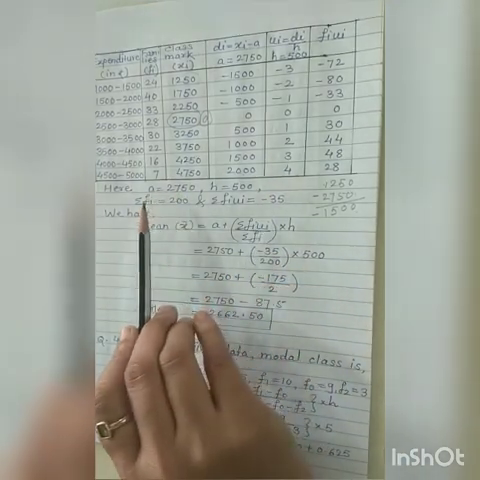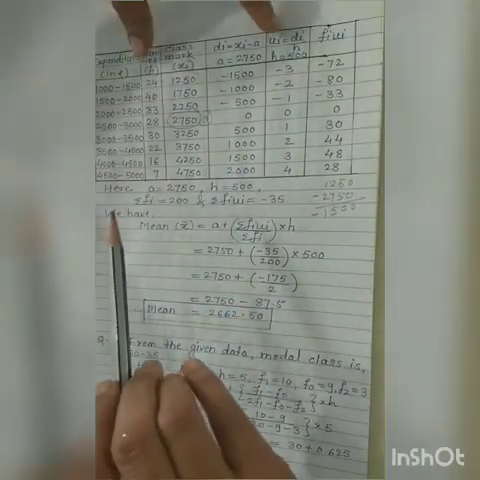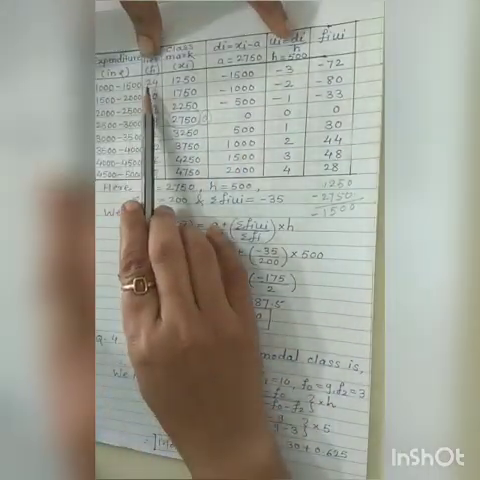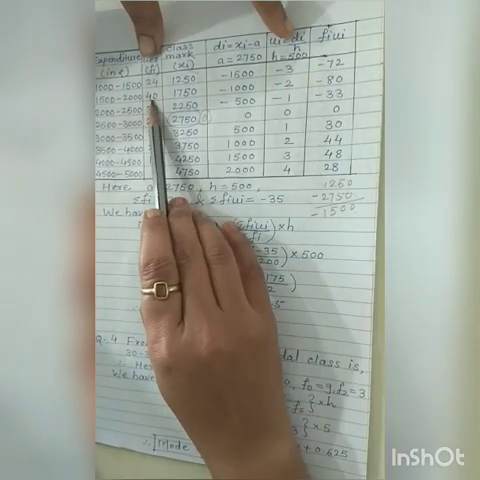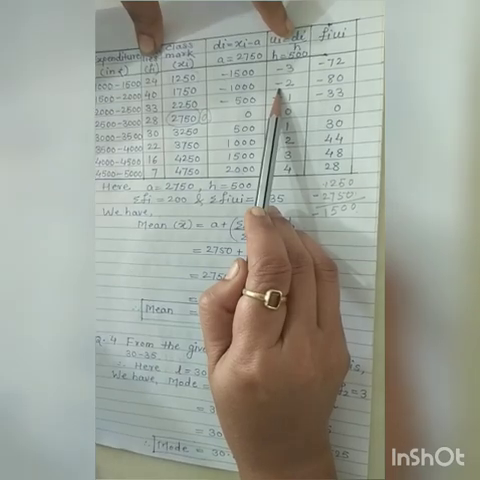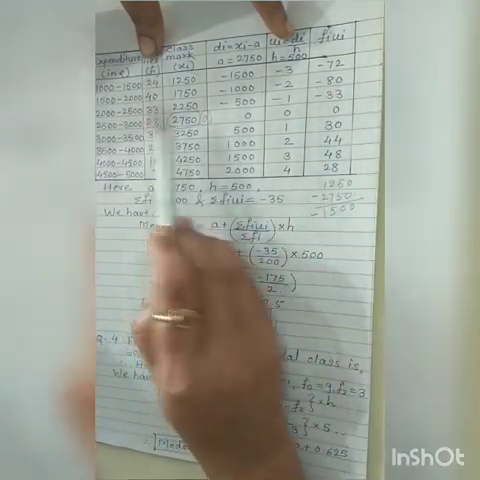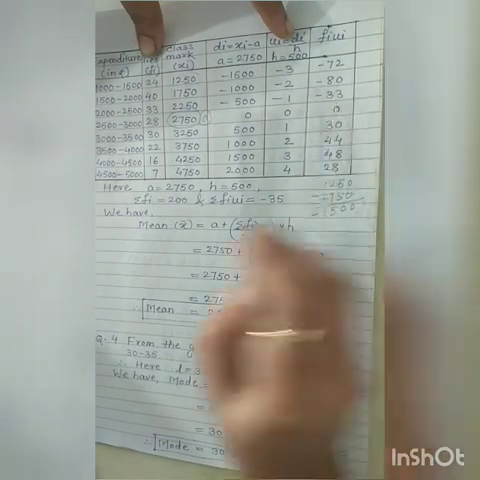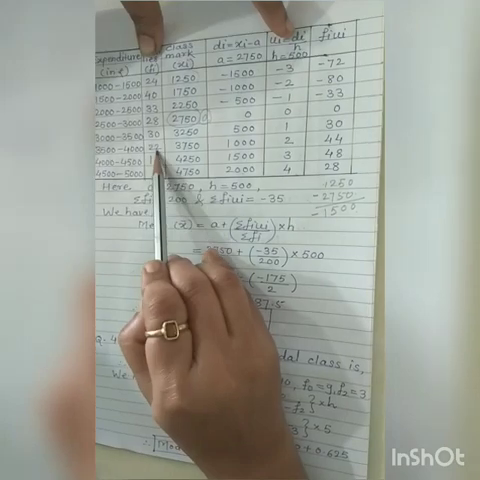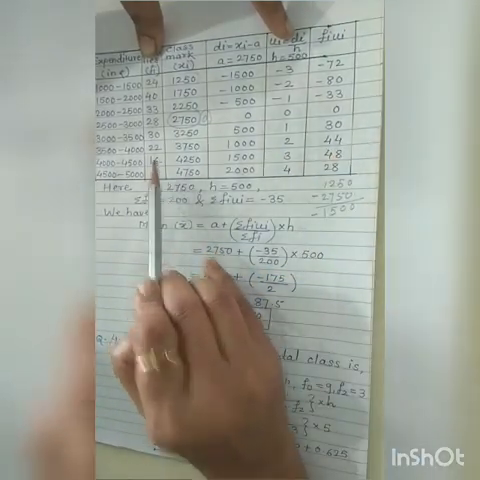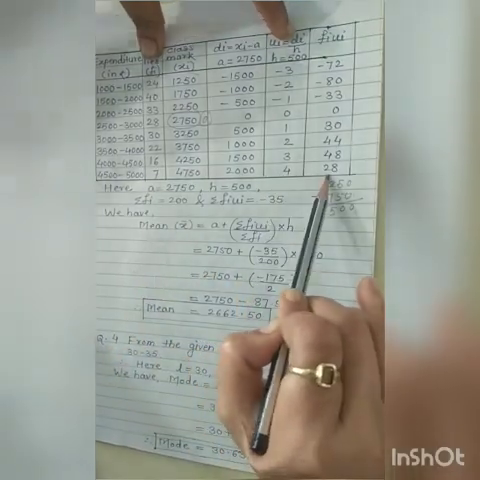Now we have to find the values of the product of fi and ui. So the product of these two columns: 24 into minus 3 is minus 72. 40 into minus 2 is minus 80. 33 into minus 1 is minus 33. 28 into 0 is 0. 30 into 1 is 30. 22 into 2 is 44. 16 into 3 is 48. 7 into 4 is 28.